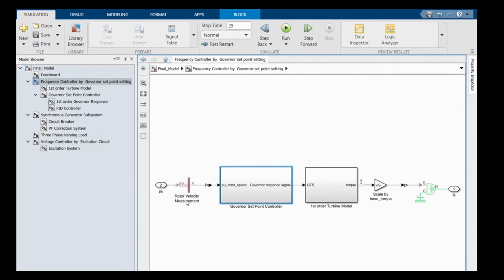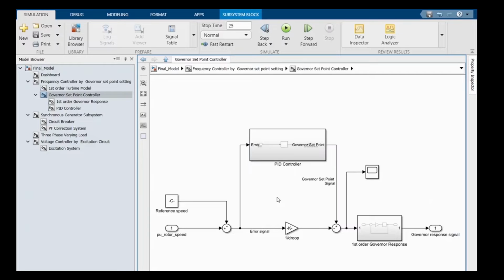Inside this subsystem, the model structure consists of two separate blocks. The first one is governor setpoint control and the second is turbine model. Inside the governor setpoint model, we have constructed a basic discrete PD controller. The PD controller takes two inputs. The first one is reference speed, which we want to attain, and the second one is current operating speed. The error signal gets passed into the PID controller box, which automatically calculates the necessary governor setpoint value to reduce the error signal. We have used Simulink auto tuner to tune the PID controller with appropriate parameters.